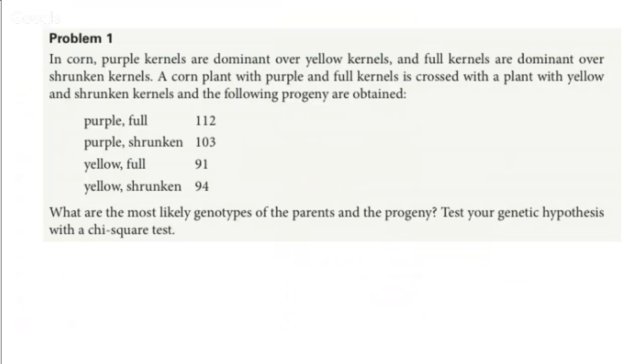So problem 2 states in corn, purple kernels are dominant over yellow kernels, and full kernels are dominant over shrunken kernels. The corn plant with purple and full kernels is crossed with the plant with yellow and shrunken kernels. The following progeny are obtained. So we have purple and full at 112, 103 purple and shrunken, 91 yellow and full, 94 yellow and shrunken. So what are the most likely genotypes of the parents of the progeny? Test your genetic hypothesis with a chi-squared test.